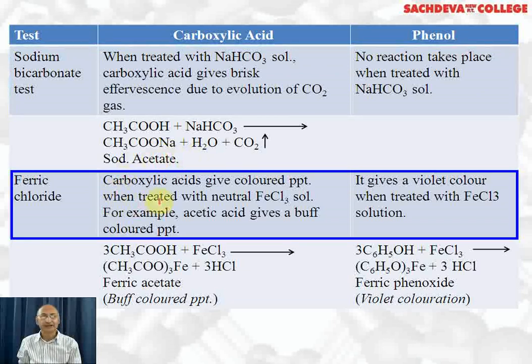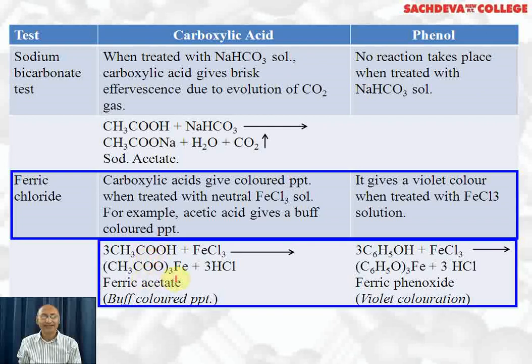Ferric chloride, some of the carboxylic acid give colored precipitate when treated with neutral ferric chloride solution. For example, acetic acid gives buff colored precipitate due to the formation of ferric acetate and HCl is formed. Phenol gives violet coloration with neutral ferric chloride. It is due to the formation of ferric phenoxide, which is violet in color.